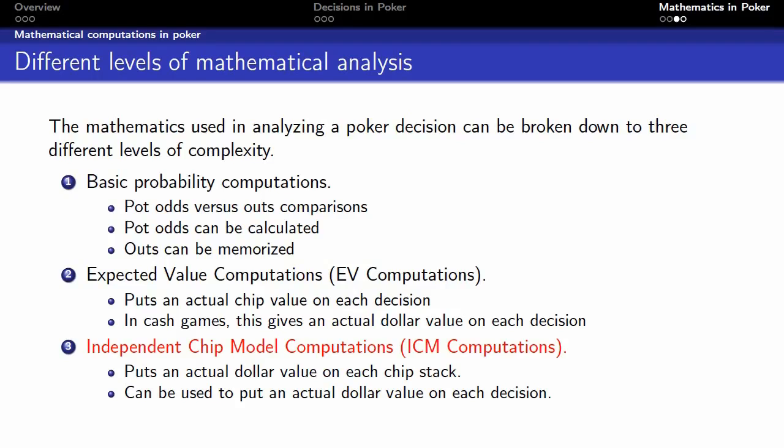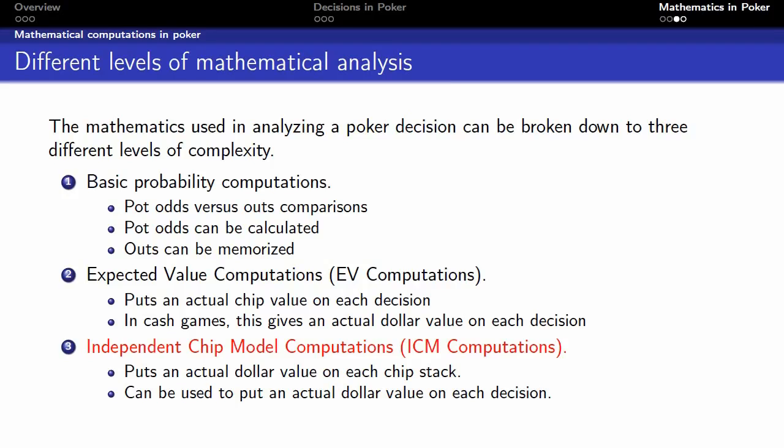So this is the most complicated mathematical analysis most people perform at the poker table. I should say perform after a session. And it's what this video series will be culminating in, is working out these ICM calculations. So yeah, this is a good summary of what the rest of the series will be talking about.